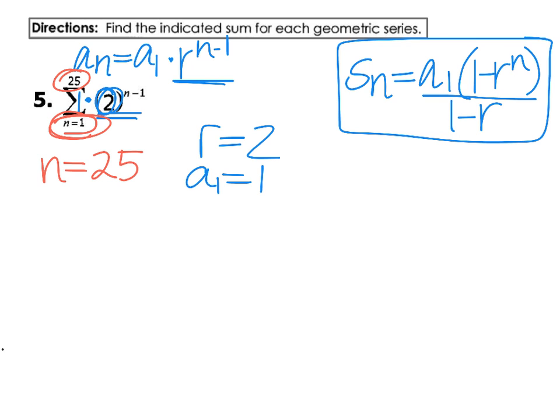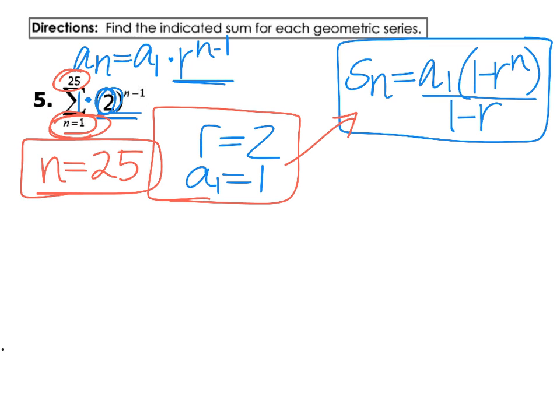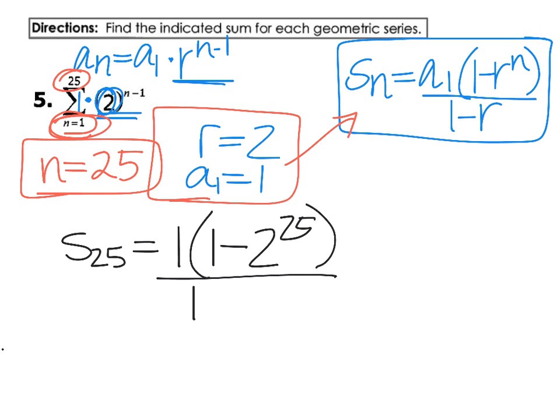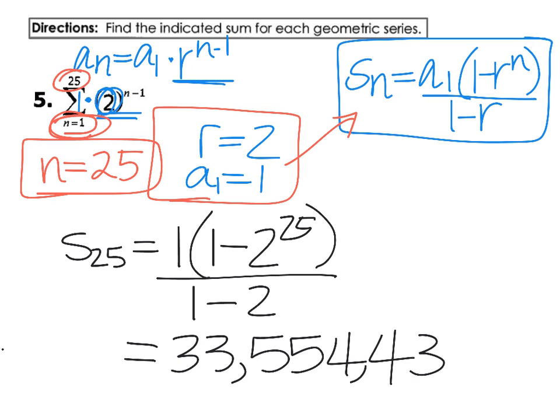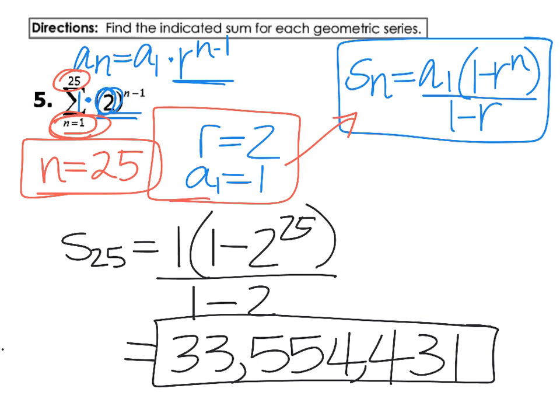So n equals 25. Now we take these pieces of information and plug them into our formula. So we get the sum of the first 25 terms equals our first term, which is 1, times 1 minus our common ratio to the nth power divided by 1 minus our common ratio. Then we let our calculator do all the hard work, 2 to the 25th power. Nobody's got time to do that. Let your calculator do it. We get our final answer is 33,554,431. And we are very grateful for our calculators today.